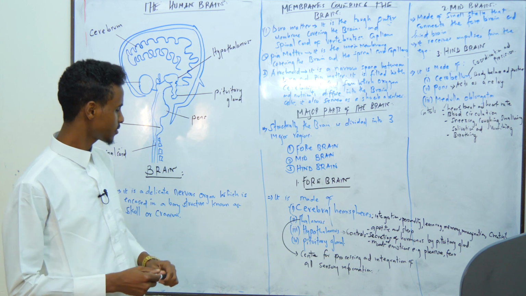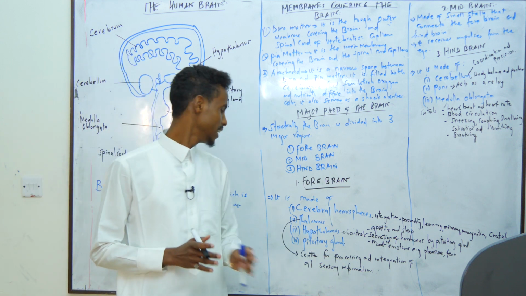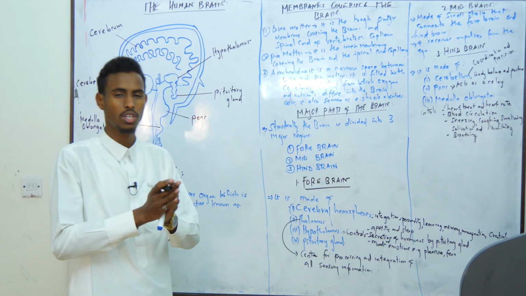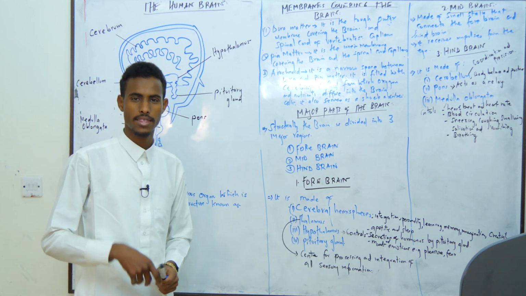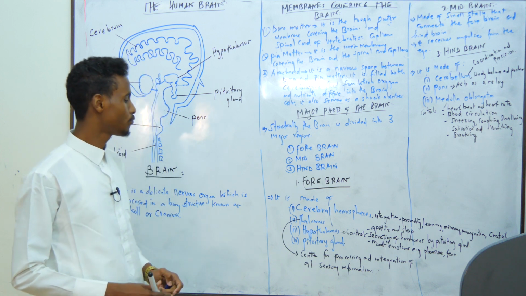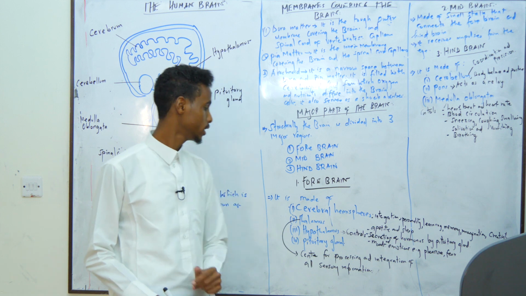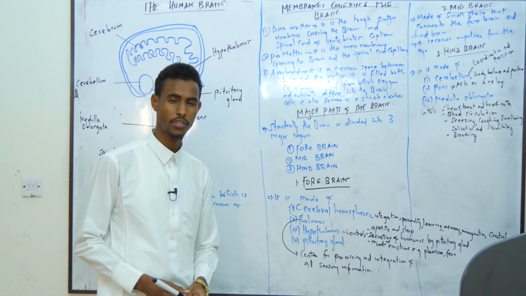The thalamus. The thalamus is the center for processing and integration of all sensory information. Let's come to the hypothalamus.